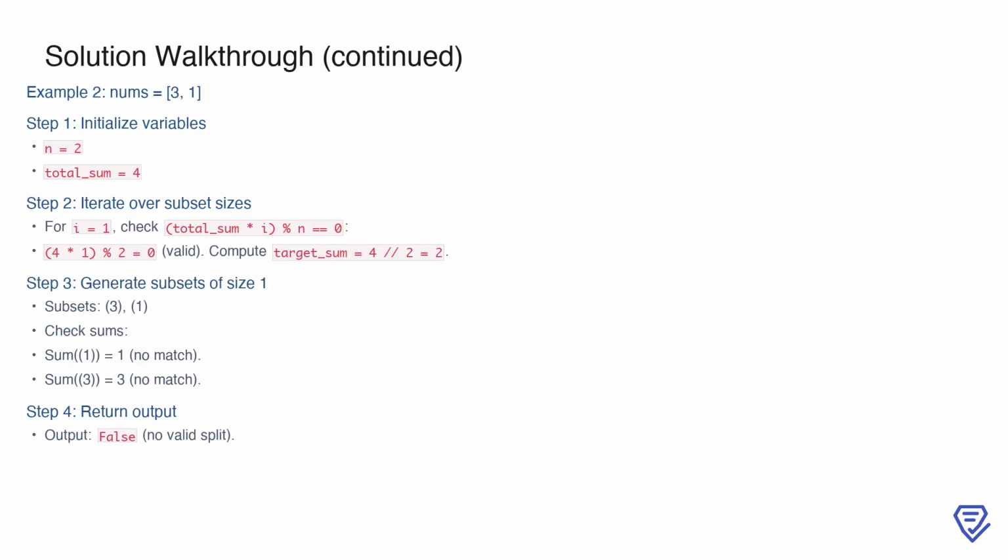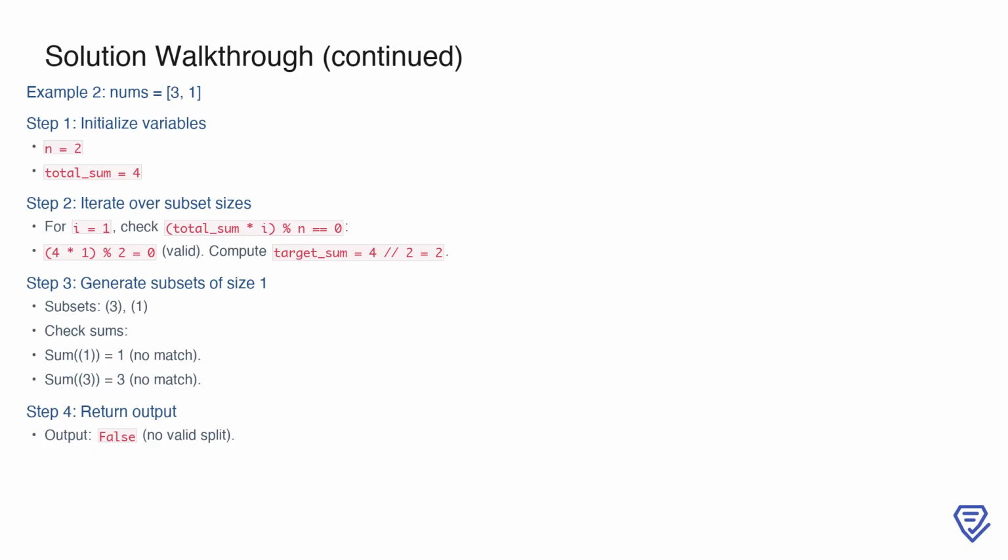In this example, we use a smaller input array, nums = [3, 1]. Starting with initialization, the length of the array, n, is 2, and the total sum of all elements is 4. Next, we iterate over possible subset sizes, which in this case is just 1, since n divided by 2 equals 1. For a subset size of 1, we check if multiplying the total sum by the size and dividing by n results in a whole number. Here, 4 * 1 % 2 equals 0, so this is a valid size. The target sum for subsets of size 1 is calculated as 4 / 2, which equals 2.